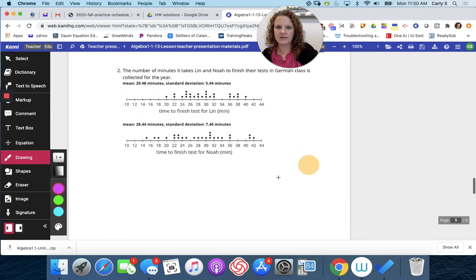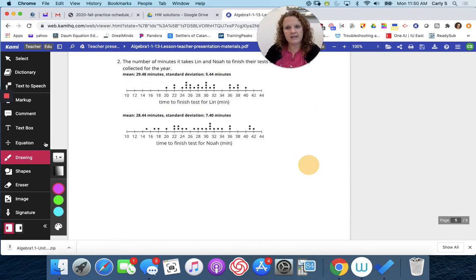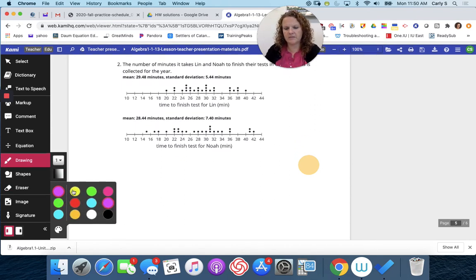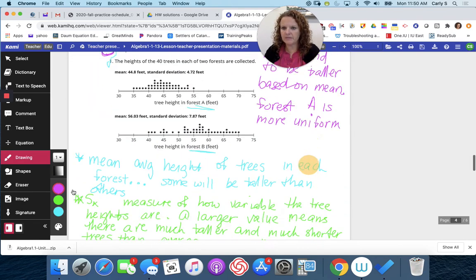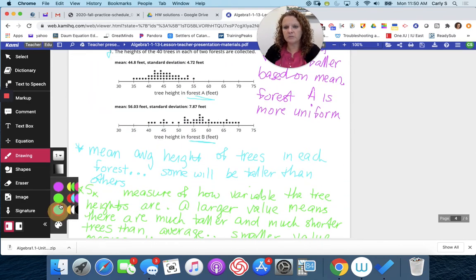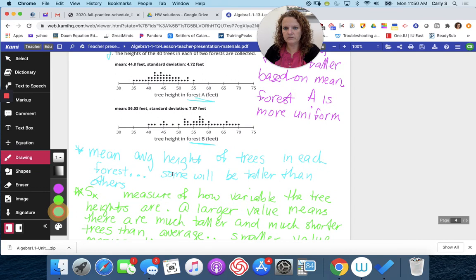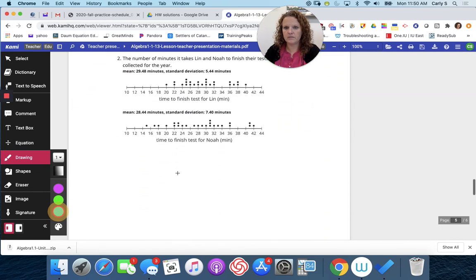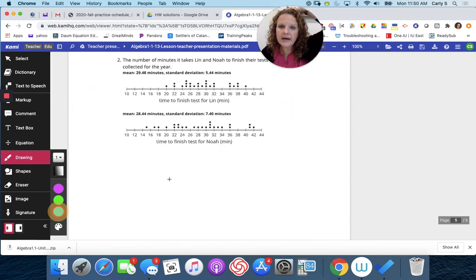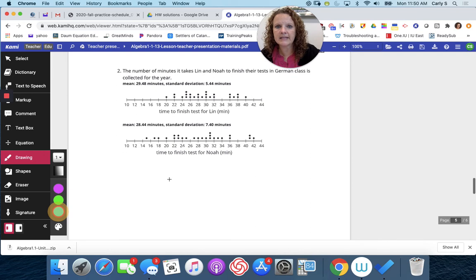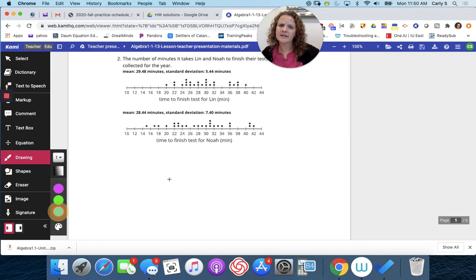Let's try this one. We use the same colors. You have all the information above. I think I went blue, green, purple. Yep. So blue. So here we have the number of minutes it takes Lynn and Noah to finish their test in German class. All right. So the first graph is Lynn. The second graph is Noah.